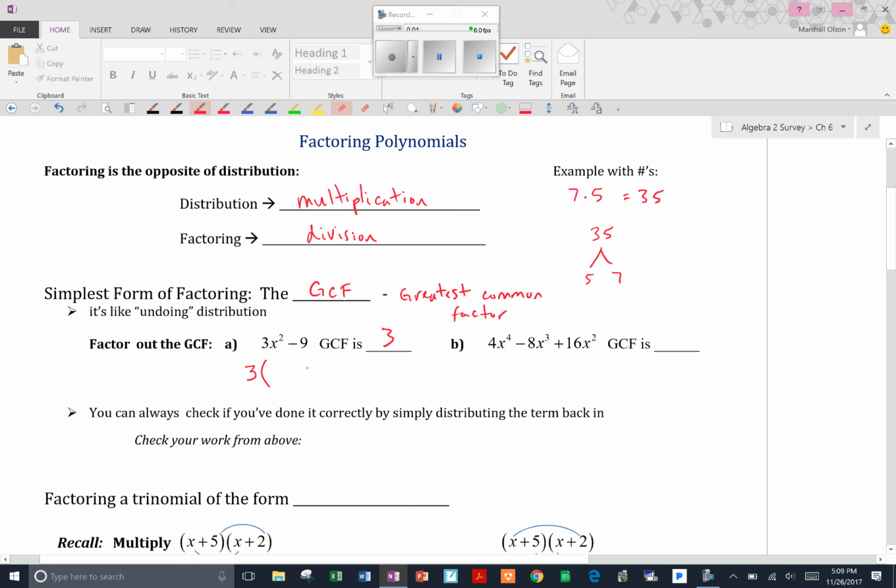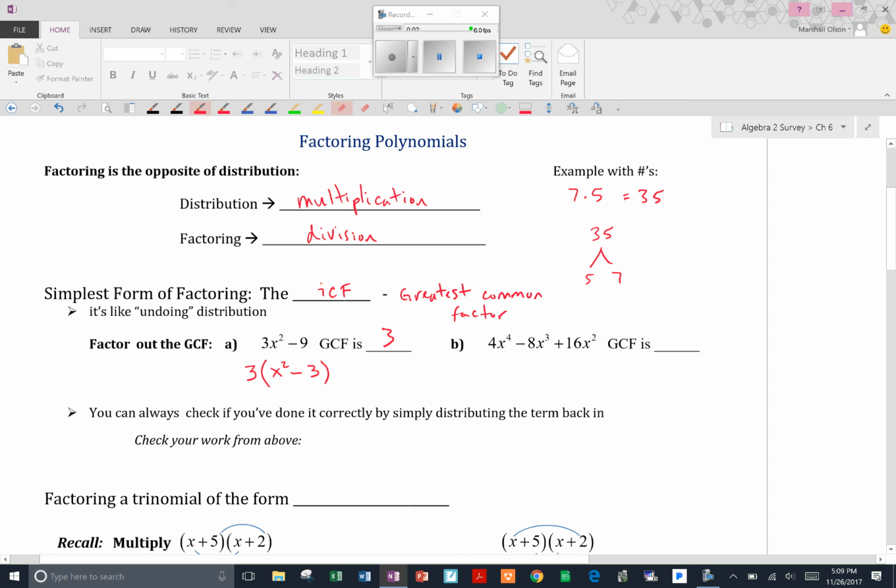When we do that, we put the 3 in front of a parentheses. A parentheses is large enough to hold the number of factors that we see there. So I'm going to have to fit 2 factors with that minus sign between them. When I pull a 3 out, I'm dividing each of those terms by 3. When I divide this term by 3, I get just x squared. And when I divide this term by 3, I get 3.